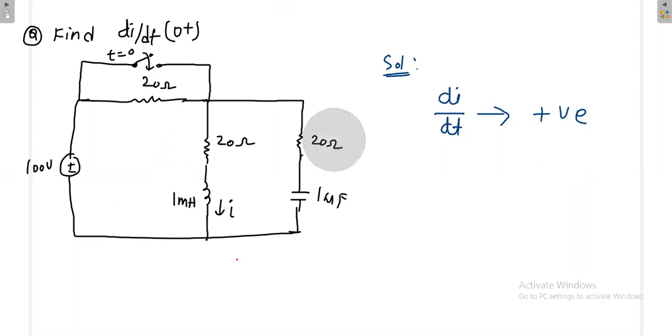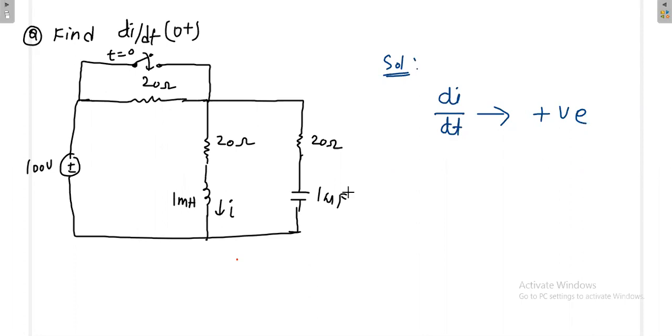So in the beginning, before closing the switch, we will include this resistance. But after closing the switch, we will not include this resistance because a short circuit path is there. Once we are not including this resistance, the overall resistance of the circuit will reduce, so the current will increase. So dI by dt will be positive only.